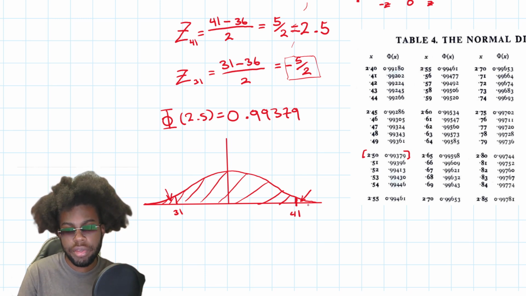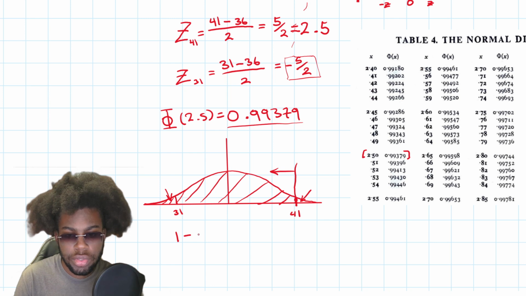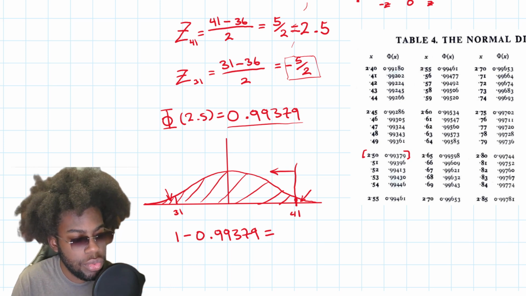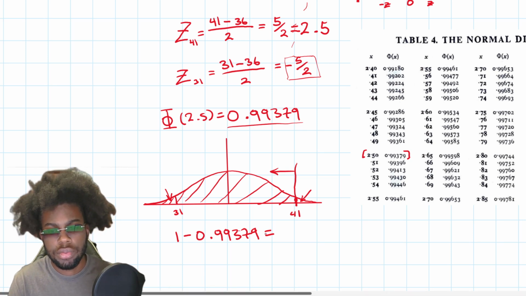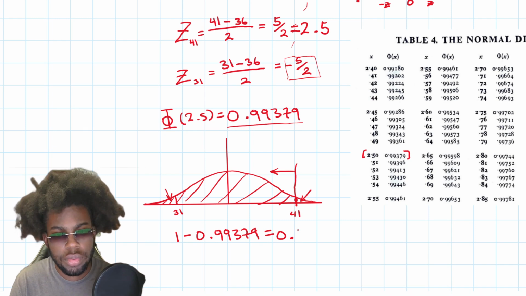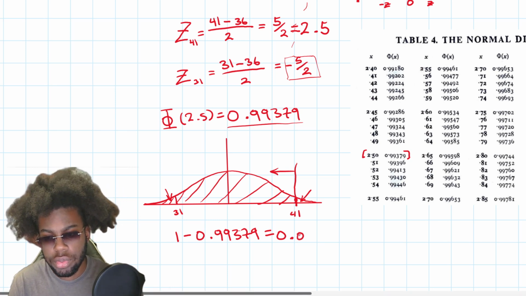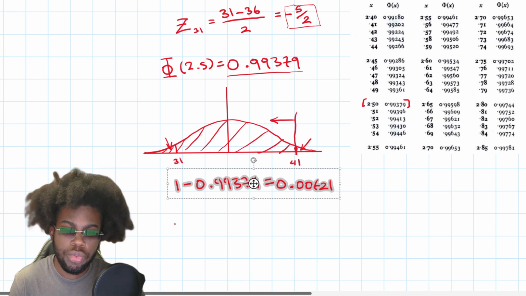So the area for right here, given that the overall area is 1, and the area of this section from here going back that we just found is 0.99379, the area of that small section would be 1 minus 0.99379, which is equal to 0.00621. I'm sorry, 0.00621.